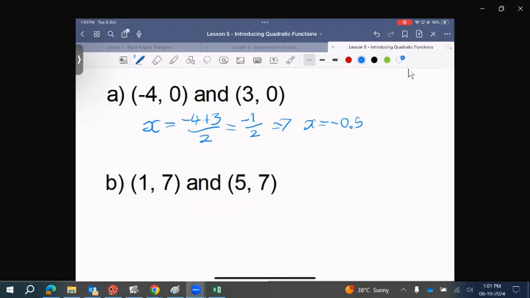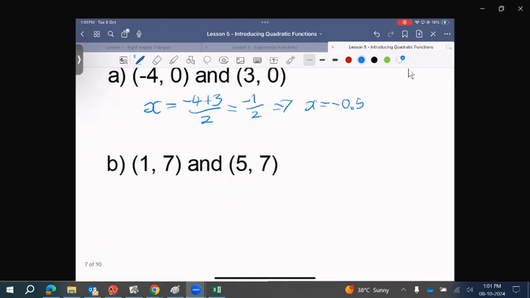No, you can leave it as a fraction. All right, let me take Farah. So we need the formula. X equals, what goes in the numerator? 1 plus 5. 1 plus 5, all over what? 2. We're finding the average of those two numbers.